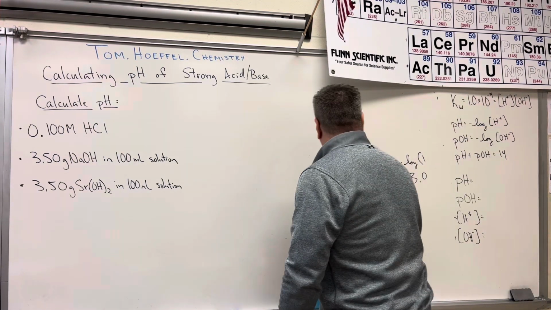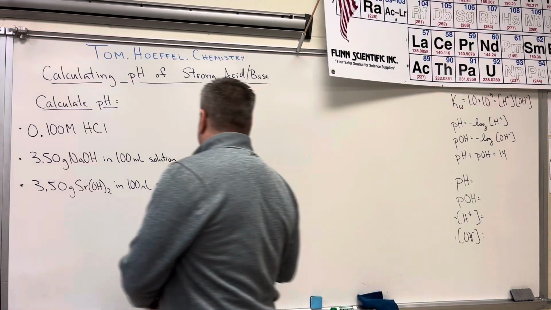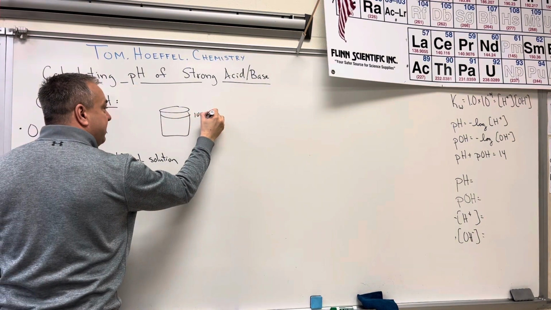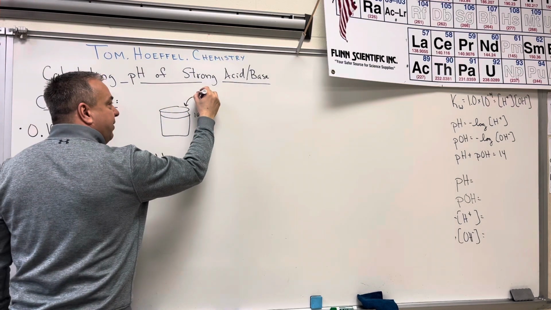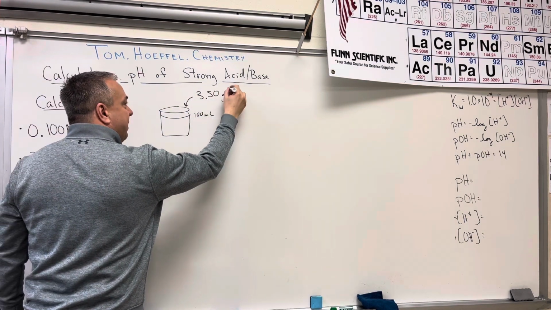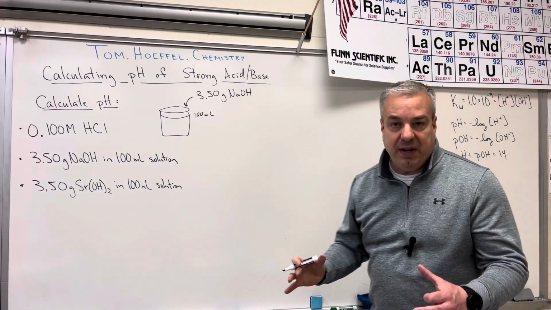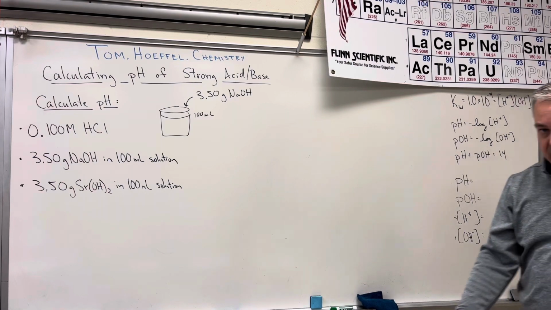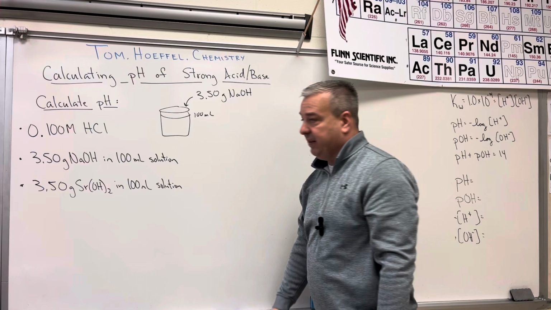Now, the second problem is situated something like this. I got this beaker, and there's 100 milliliters in it, and I'm going to put in 3.50 grams of sodium hydroxide. So all I'm doing in this problem is disguising the pH and the pOH and the other variables a little bit more by giving you these givens.